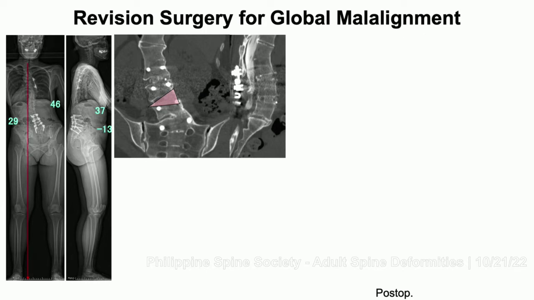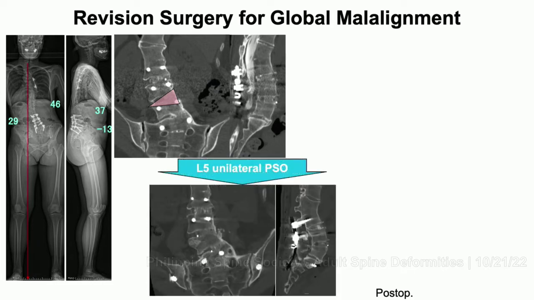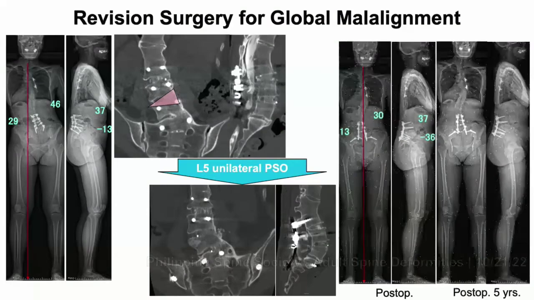I performed unilateral PSO of the right side of L5. Through this procedure, I could correct L4 tilt from 29 degrees to 13 degrees as shown in this slide. I added the bilateral iliac screws for secure lower anchors at the time of correction and stabilization.